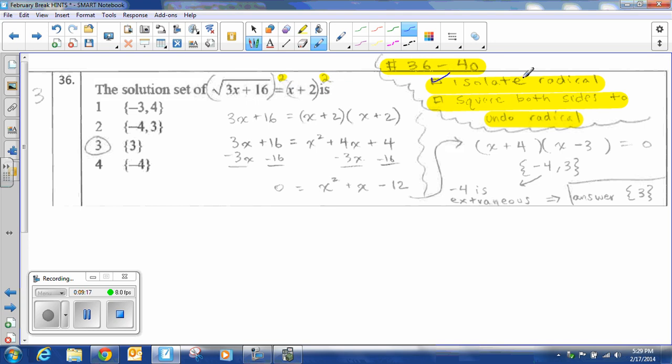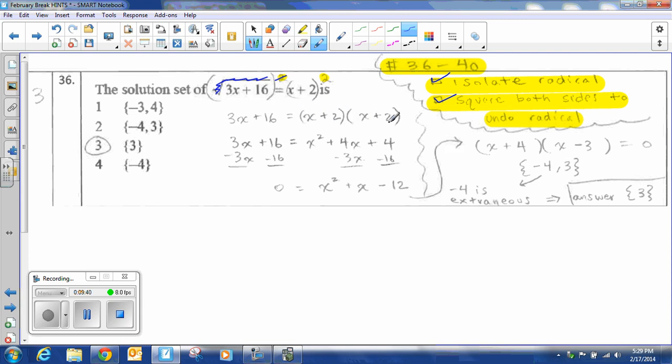So, first step, isolate the radical. The radical is already by itself. Second step, square both sides to undo the radical. So here we have 3x plus 16 because the square and the square root cancel each other out. On the right side we have x plus 2 squared, which is x plus 2 times x plus 2.